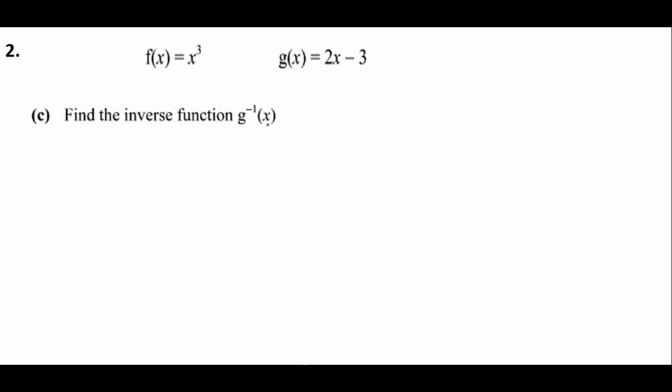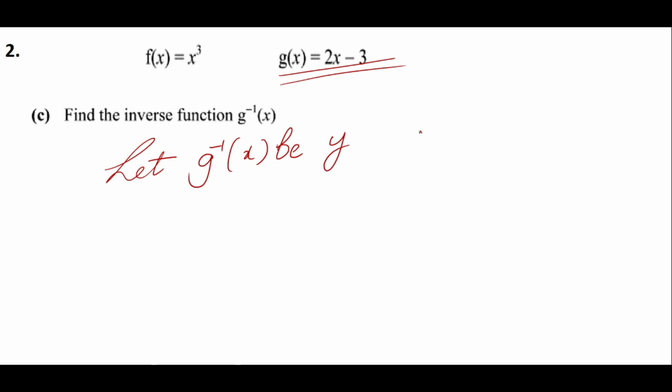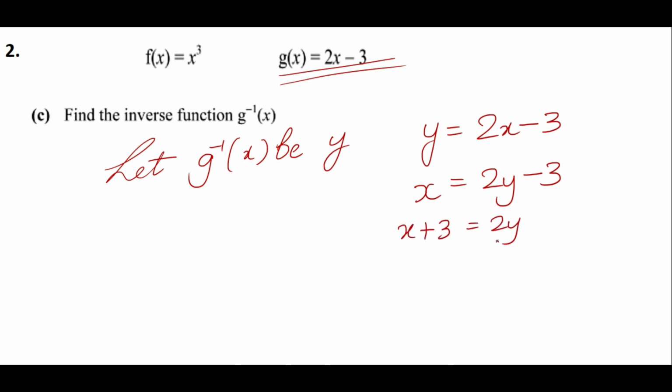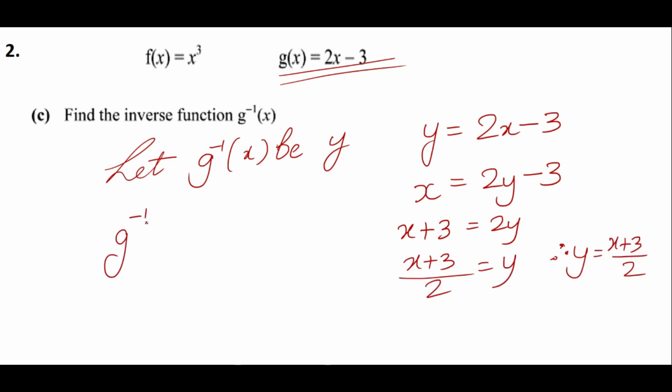Find the inverse function g inverse of x. I have g of x as 2x minus 3. So let me assume let g inverse of x be y. So my first step will be y equals 2x minus 3. This is step 1. Step 2 is switching. I have x equals 2y minus 3. Now I got to make y my subject. So x plus 3 is 2y. So x plus 3 over 2 is my y. So the answer is g inverse of x is equal to x plus 3 over 2.